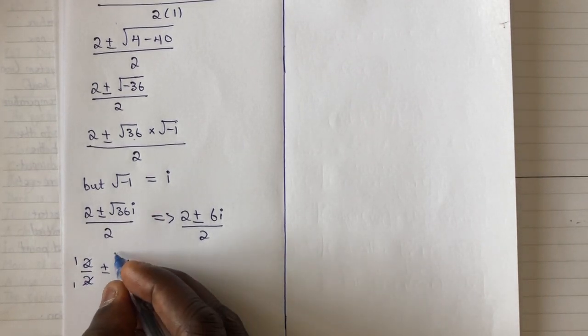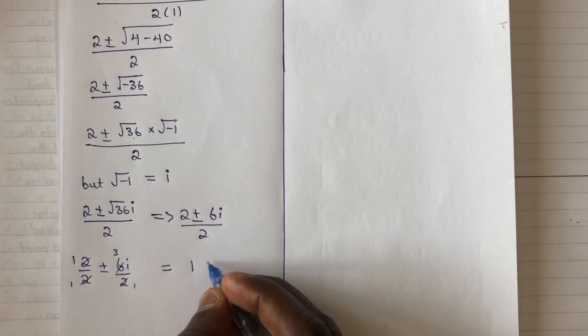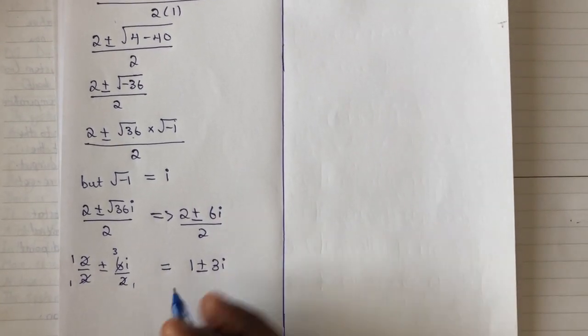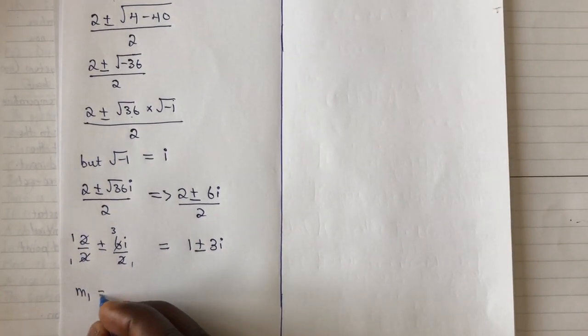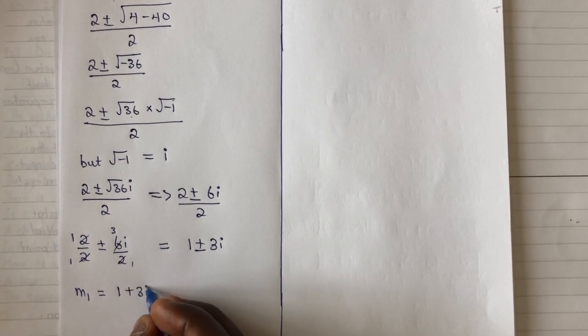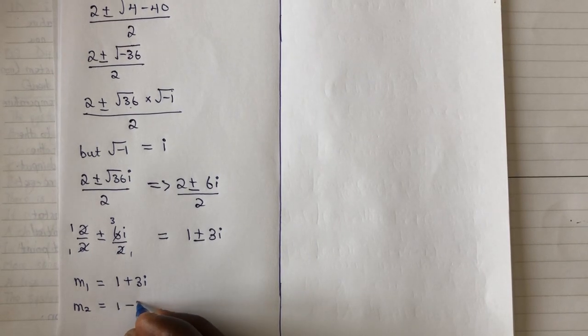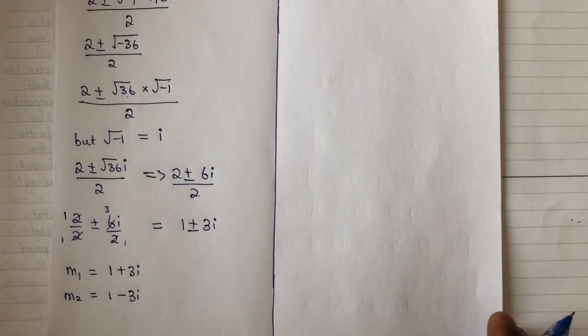This will go here, this will go into this 3. So you are getting 1 plus or minus 3i. So therefore, in the question, your m1 is equal to the positive side, 1 plus 3i, and m2 equals 1 minus 3i. So this is what we have generated.